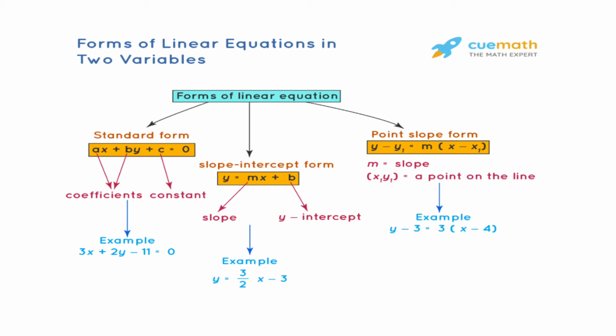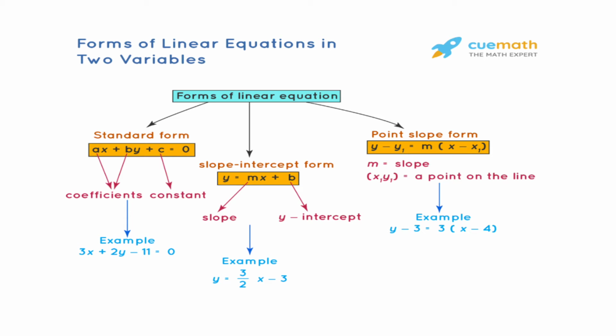For the slope-intercept form, y equals mx plus b. M here is the slope and b is the y-intercept. For example, y equals 3 over 2x minus 3. The slope here is 3 over 2 and the y-intercept is negative 3.